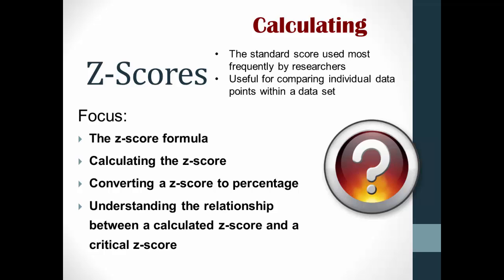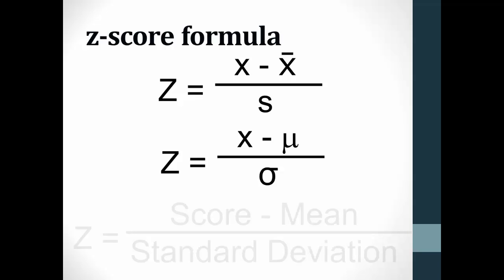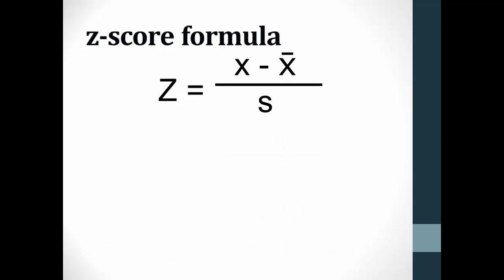As you may know, you could see the Z-score formula written in a variety of ways, depending upon if you are calculating Z-scores in a sample or in a population. They mean the same thing, and you calculate the Z-score the same way. The score you are interested in minus the mean of the distribution divided by the standard deviation of that distribution. For this discussion, we'll assume that we're working with a sample, so let's stick with this one. A score, identified as x, minus the mean, denoted as x bar, divided by the standard deviation.